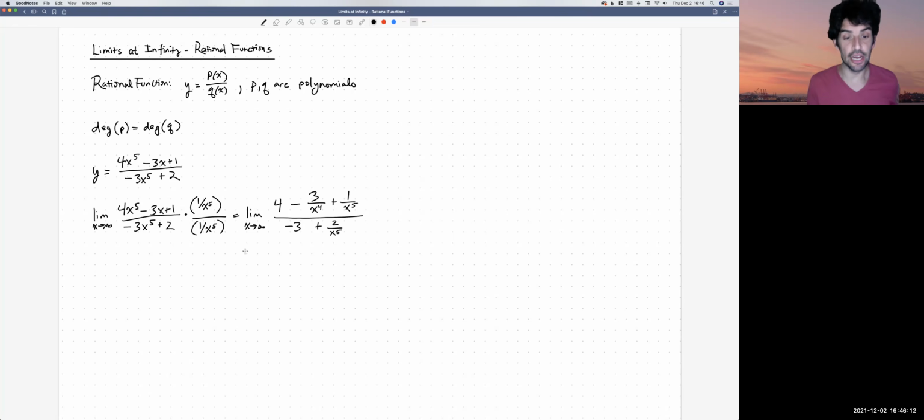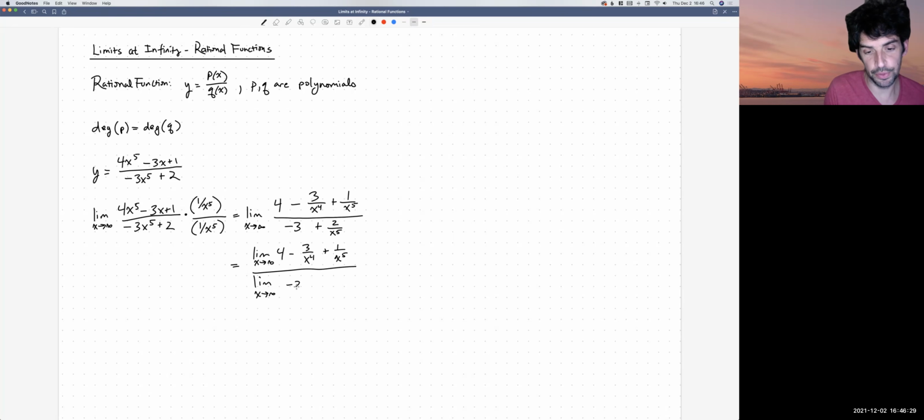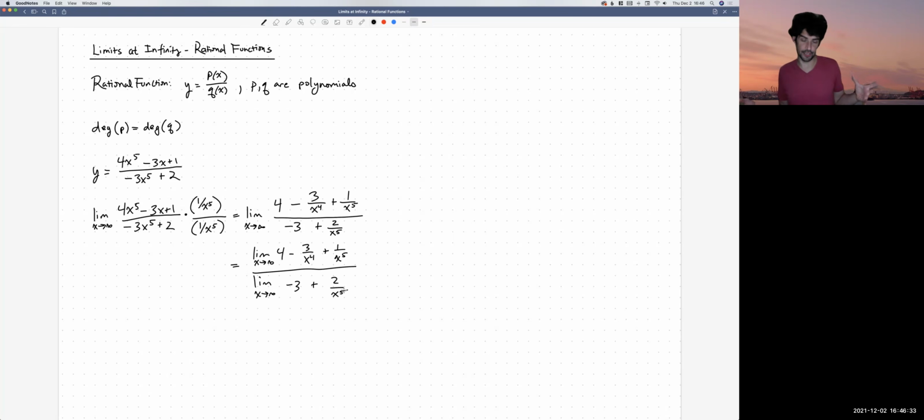Now I'm going to apply my limit laws and take the limit of the numerator and the denominator. But we notice something nice about this. This is where this trick comes in handy. We now have an expression that is the same function, at least for large values of x, but we have it in a way that makes taking the limit very easy.